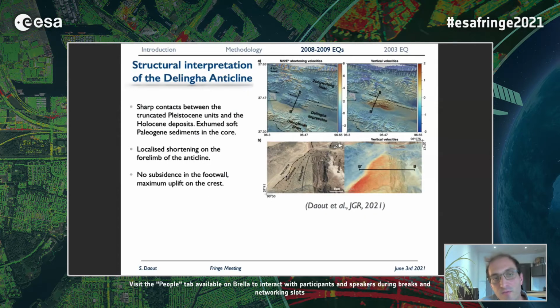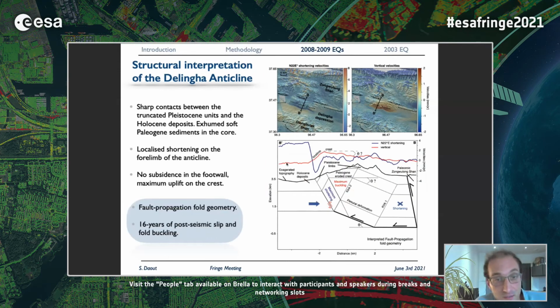So here again, we perform a decomposition into shortening and vertical. And we observe that the shortening is mainly concentrated at the sharp contact between the anticline forelimb and the Quaternary deposit in the basin, while the vertical is concentrated on the anticline axis and the forelimb. We observe no subsidence in the footwall as well.